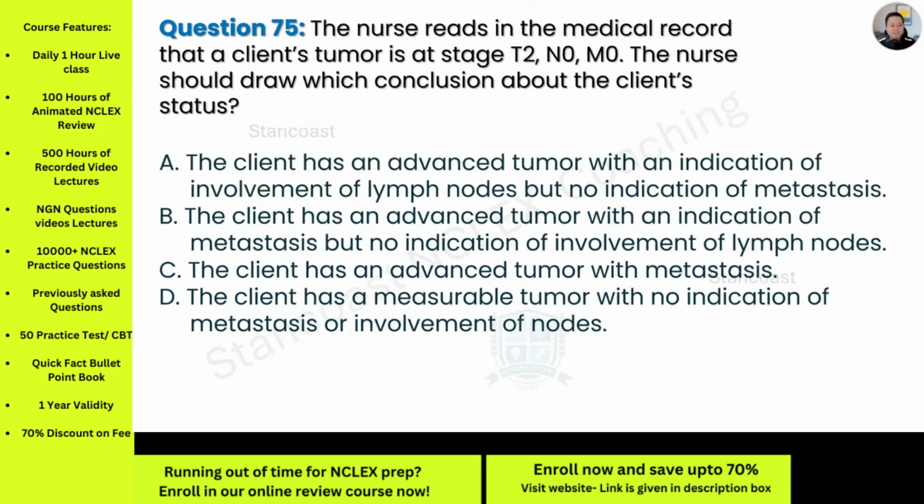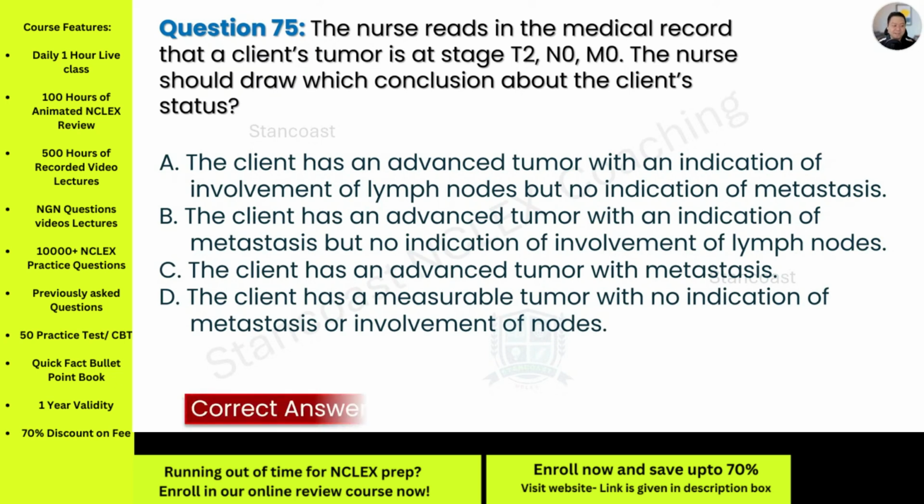Number 75. The nurse reads in the medical record that a client's tumor is at stage T2 N0 M0. The nurse should draw which conclusion about the client's status? A. The client has an advanced tumor with an indication of involvement of lymph nodes, but no indication of metastasis. B. The client has an advanced tumor with an indication of metastasis, but no indication of involvement of lymph nodes. C. The client has an advanced tumor with metastasis. And D. The client has a measurable tumor with no indication of metastasis or involvement of nodes.